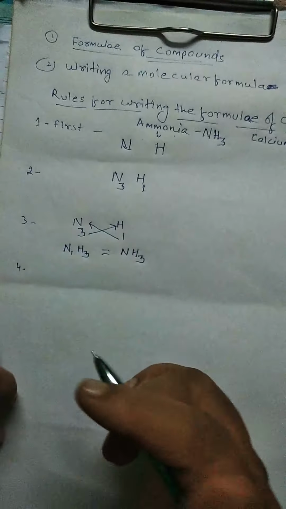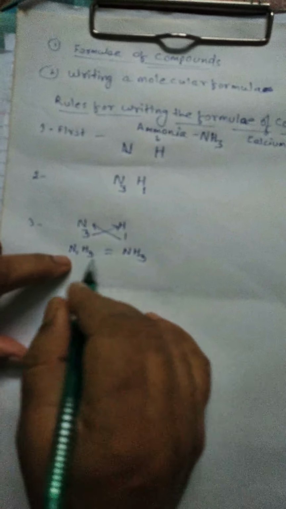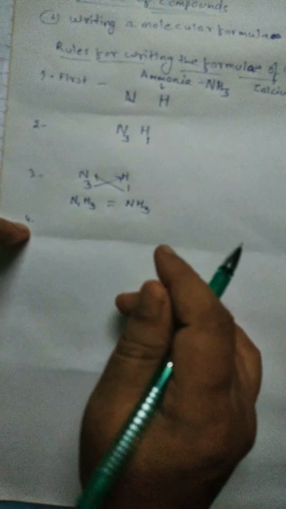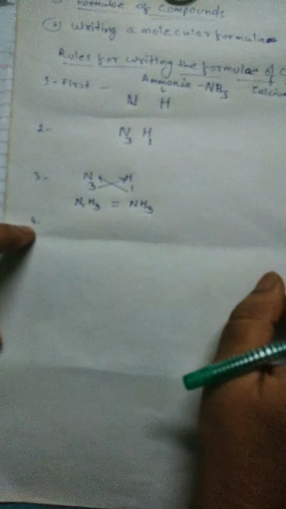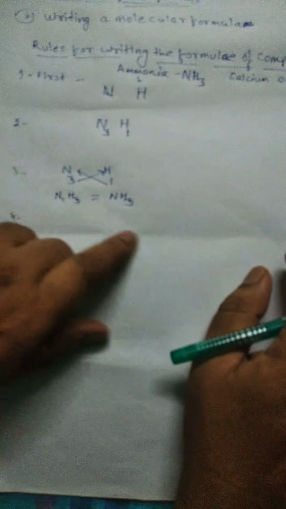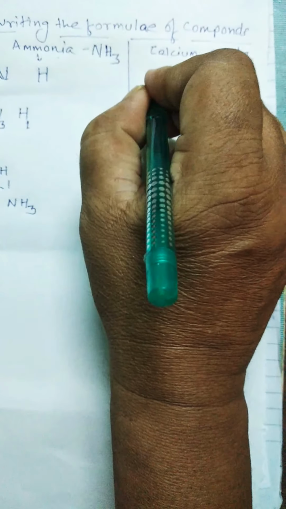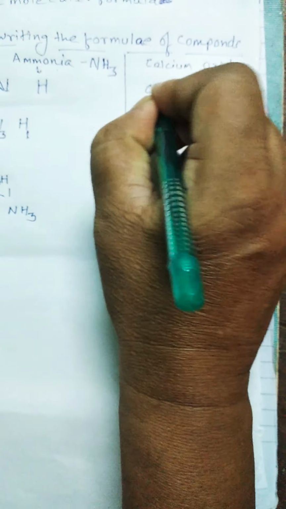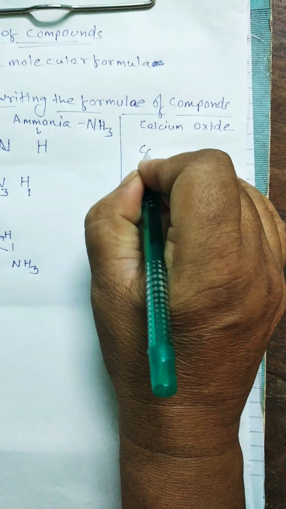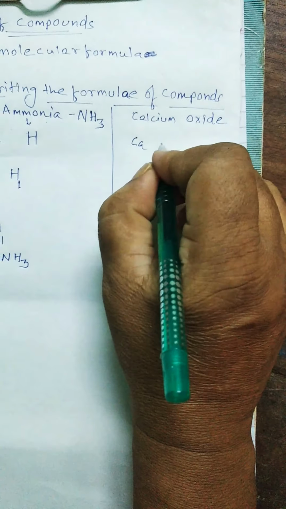In the fourth step, if the valencies are the same in both the elements, then do not write the valencies. So, in the second example, we will take calcium oxide. One is calcium, and the other element is oxygen, that is O.